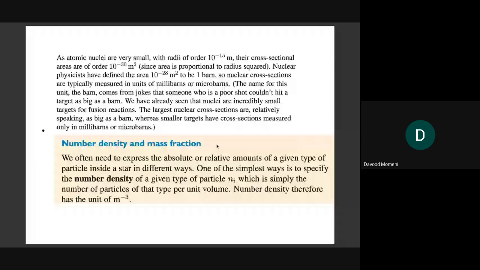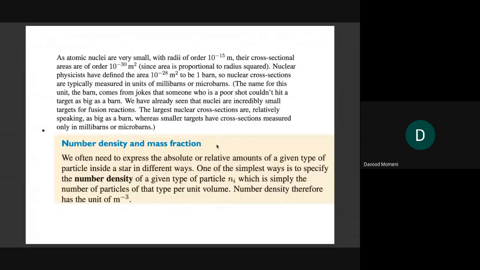Number density is the number of the particles. If you have different particles, not all the particles are deuterons. The fusion has never been considered as a nuclear reaction made only by the deuteron. You can have any other lighter elements with mass below nickel. So what we call number density for any particle of type i is given by Ni, and it is simply defined as the number of particles per volume.